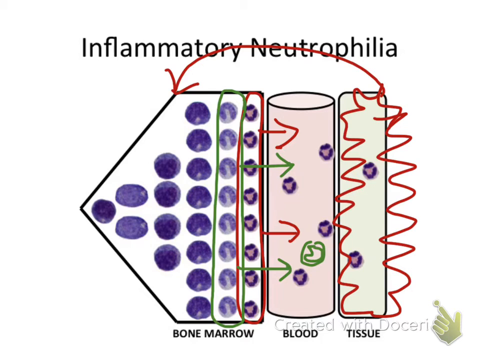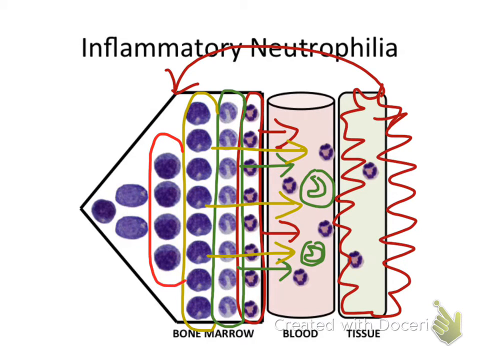If the stimulus is even greater than that, then it'll start calling on earlier forms as well. So the stage before that is metamyelocyte, and you might see those out in circulation, but not very commonly. It's pretty rare. And if the stimulation is even greater than that, then you might see the earlier precursors, the myelocytes. But this is extremely rare.